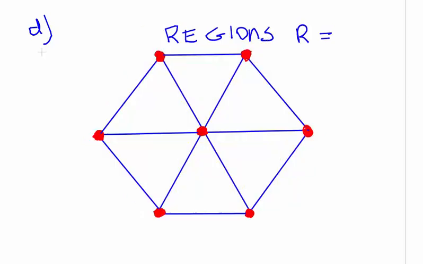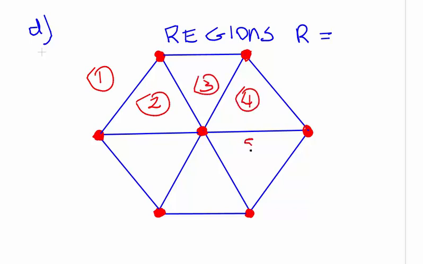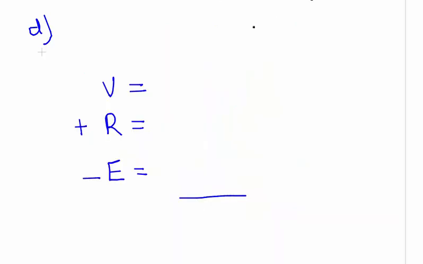And then R is the number of regions. We have the external region, the outer region, 2, 3, 4, 5, 6, and 7. So V is the number of vertices, R is the number of regions, and E is the number of edges. So we go 7 plus 7 minus 12. That gives us 14 minus 12, which is 2. So that verifies Euler's theorem in that case, in all 4 cases. Okay, that's great. We'll leave it there.